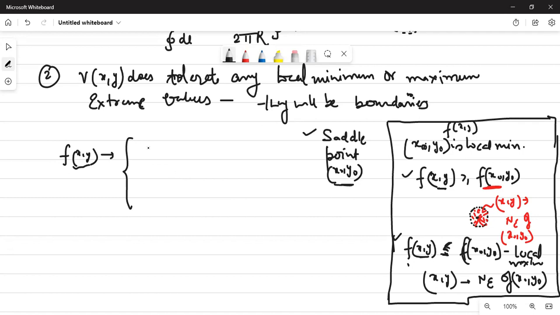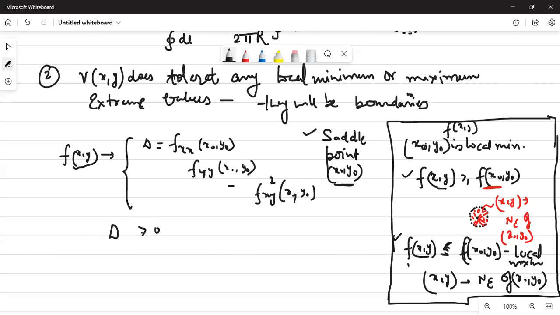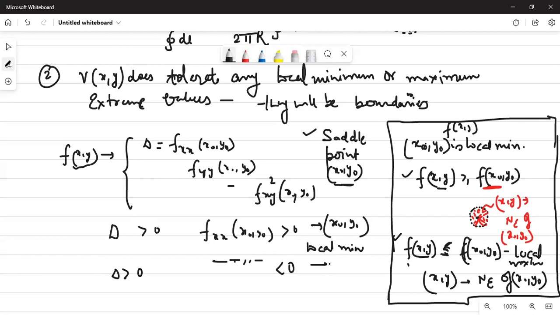All we have to determine is this determinant, which in generalized ways is called the Hessian determinant. So this is what we have to do: we have to simply see D = f_xx f_yy minus f_xy squared. Now, if this determinant D is greater than zero and f_xx at (x0, y0) is greater than zero, then (x0, y0) is a local minimum. If this determinant is again greater than zero and f_xx at (x0, y0) is less than zero, then I will say that (x0, y0) is a local maximum.